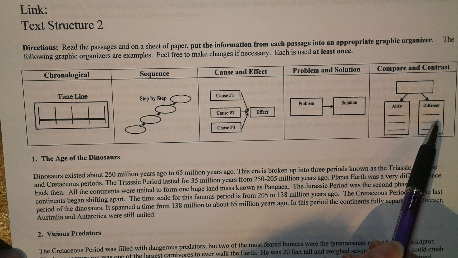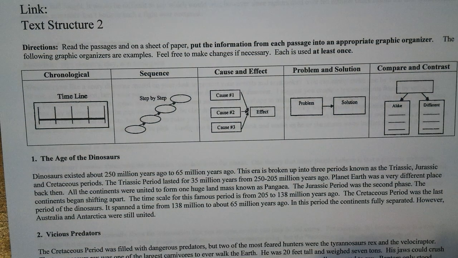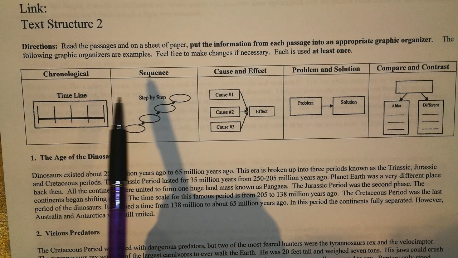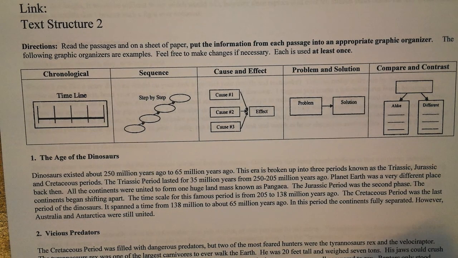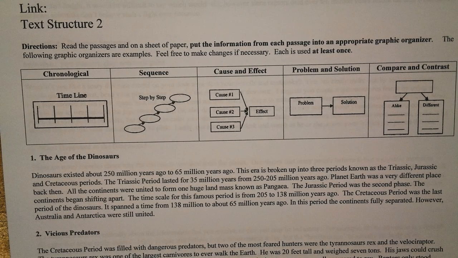Okay, so let's read the first one together, and then we'll see if we can identify it as either chronological, sequence, cause and effect, problem solution, or comparison contrast. There's 6 of them. There are only 4 choices, so that means one of them is going to be used more than once. Okay, let's look at the age of the dinosaurs. All of these are about dinosaurs.